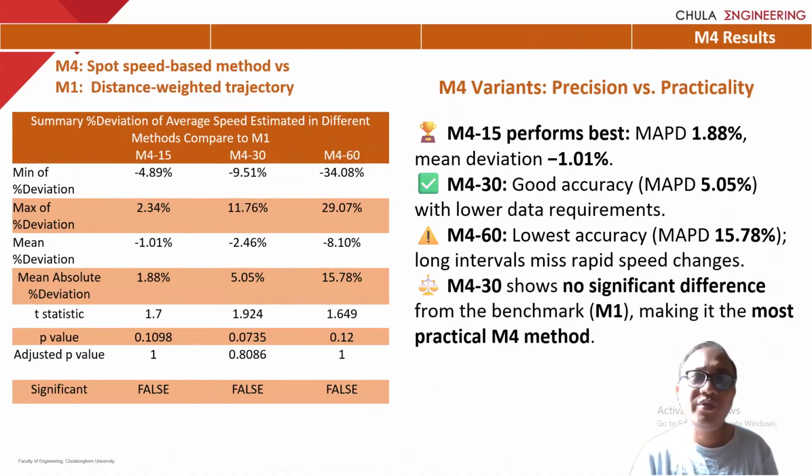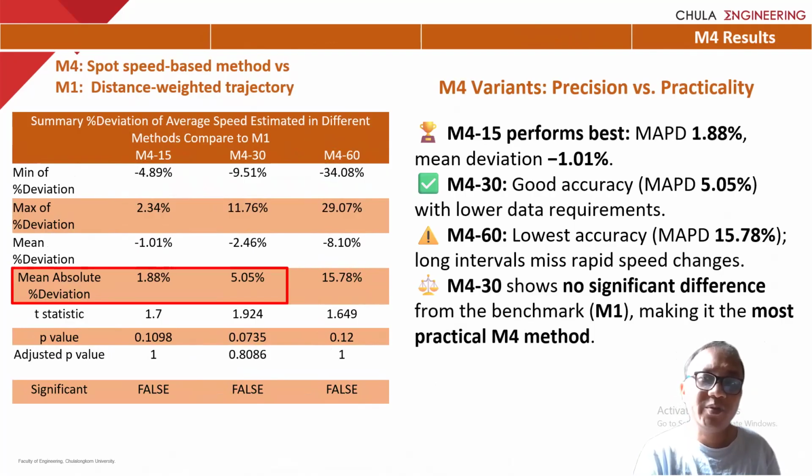If we look at the M4 results, that is the spot speed based method versus the distance weighted trajectory, we can see that M4-15 performs best. It has the least mean absolute percent deviation and mean deviation. However, we can also look at M4-30, that is the 30-second sub-aggregation interval. It also has good accuracy. Its mean absolute percent deviation is only 5%, and its mean deviation and max deviation vary around 10%.